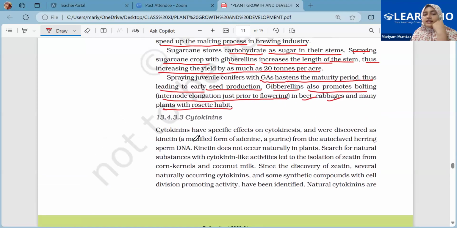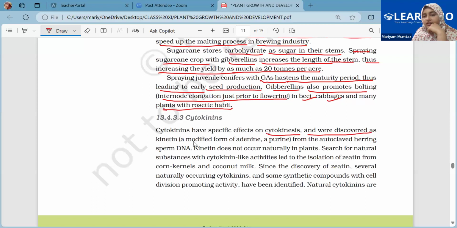Now talking about the cytokinins. Cytokinins have specific effects on cytokinesis and were discovered as kinetin, a modified form of adenine, which is a purine. So you must remember where each of the hormones is derived from, as that is important. Kinetin was obtained from autoclaved herring sperm DNA. Kinetin does not occur naturally in plants.